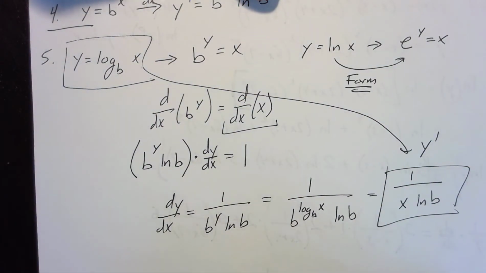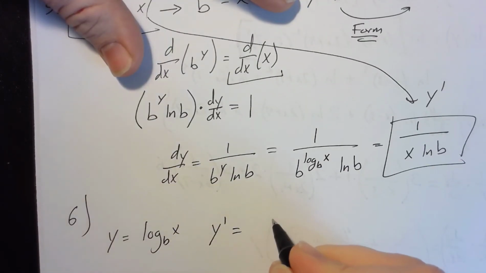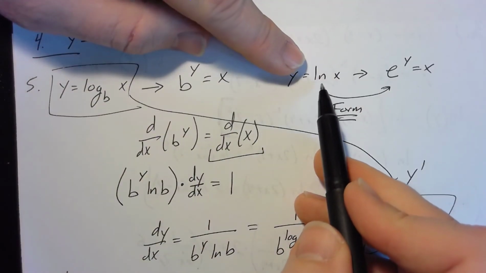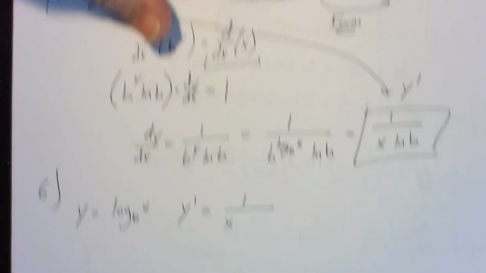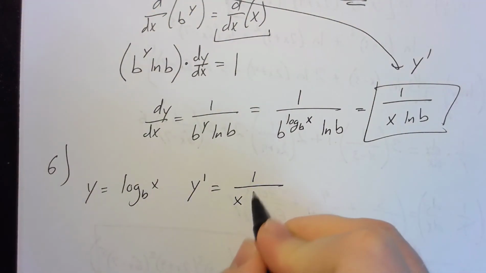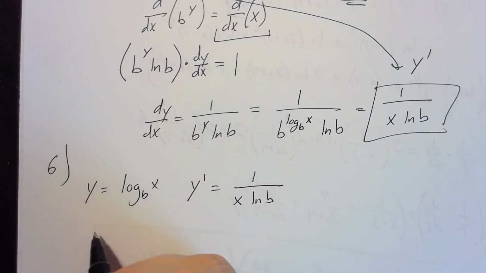Okay, so there's our rule, which is number 6. If y equals log base b of x, y prime equals 1 over x natural log of b. And again, notice the similarities with the natural log derivative, which is 1 over x. For log base b of anything, it is 1 over x, whatever's inside, but don't forget to tack on that natural log of b also in the denominator. So that's number 6 there for your other logarithmic base derivative rule.